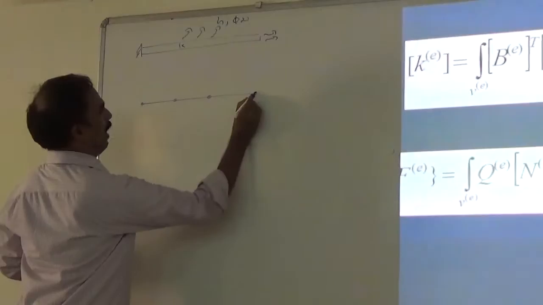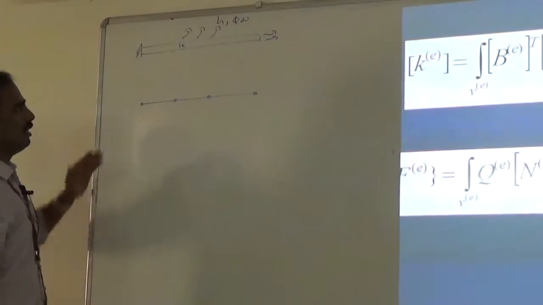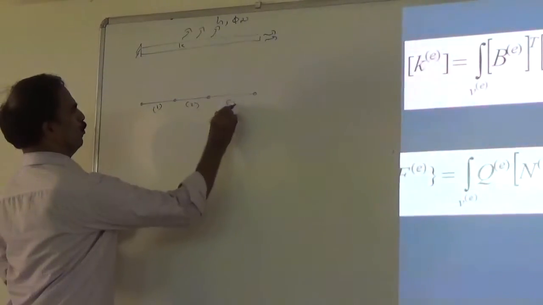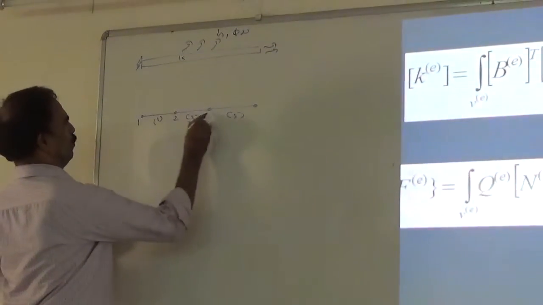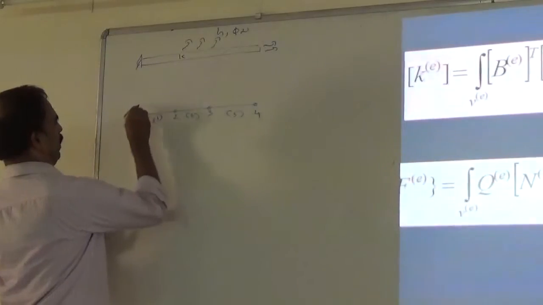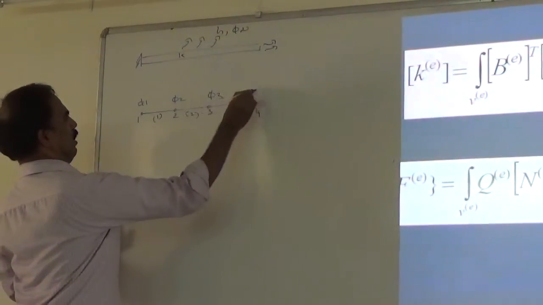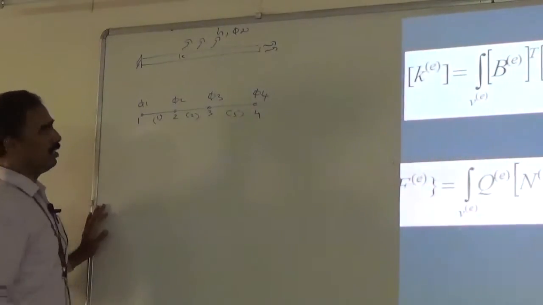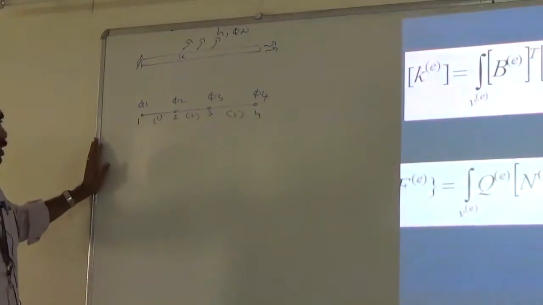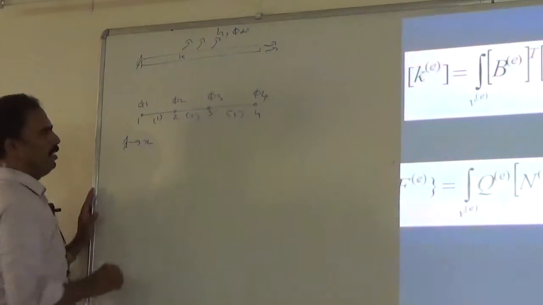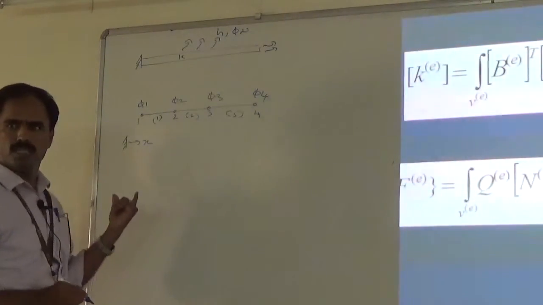using one-dimensional linear elements. In this case, I am just taking three elements: element number 1, 2, 3, and 4 nodes. Temperature here is phi 1, here it is phi 2, here phi 3, phi 4. These are the nodal values. Now the temperature at any point I can write in terms of shape function and nodal values.